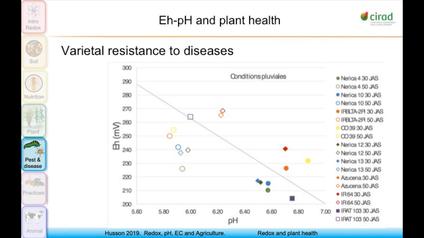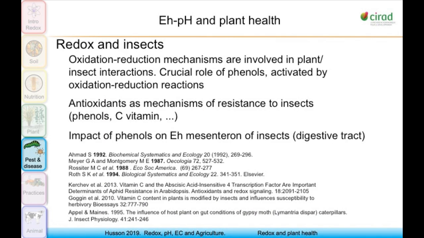So globally, we also have varietal resistance to disease. We have resistance to bacteria and sensitivity to virus and fungi, and resistance to virus and to fungi. So we can read the susceptibility or the resistance of the varieties. And for insects, we know that the oxidoreduction processes are crucial, especially the antioxidants, which the insects don't like. As soon as you have phenols, vitamin C, especially the sucking insects don't like them at all. It's a matter of digestion. In fact, in the mesenteron, it will alter the EH and pH in the digestive tract of the insect.